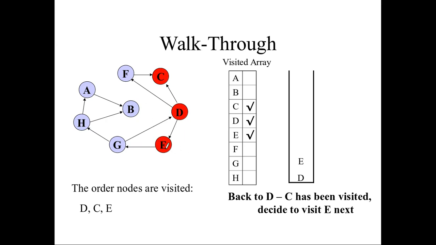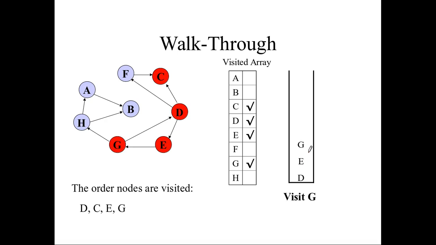So at E, I have only one option to move forward, that is G. So I mark G as visited and insert G into the stack. Now from G I have two ways, I can visit either D or H. D is already visited, and I don't visit already visited nodes, so the only way possible is H. So I mark H as visited and insert it into the stack.